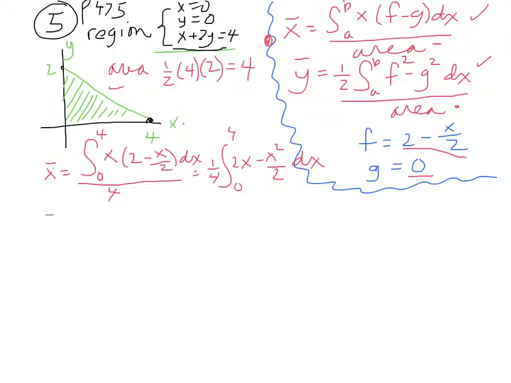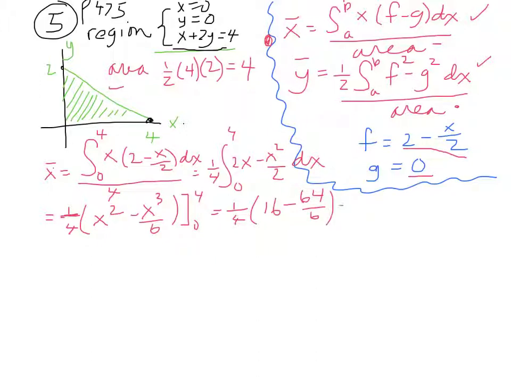So when we integrate, we get 1/4 of the antiderivative: 2x is x squared, and the antiderivative of x squared over 2 is minus x cubed over 6. When I evaluate at those endpoints and take the difference, this becomes 1/4 of 16 minus 64 over 6. There's a 4 in each of those, so 16 over 4 is 4, and 64 over 4 is 16, so 16/6 is 8/3. And 4 is 12/3, so I come up with 4/3 as the x-coordinate of the center of mass.